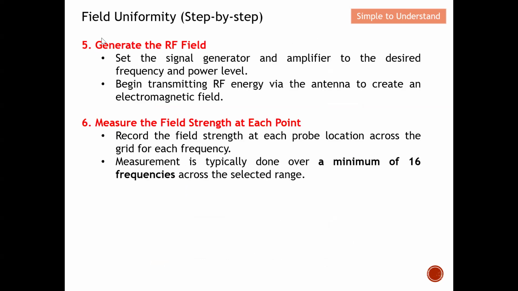Okay, so next will be step number 5. We need to generate the RF field. For example, we're going to set the signal generator and amplifier to the desired frequency and power level. Nowadays the equipment actually does all this on its own, so we don't really need to set the signal generator and amplifier. We can actually automate this part.